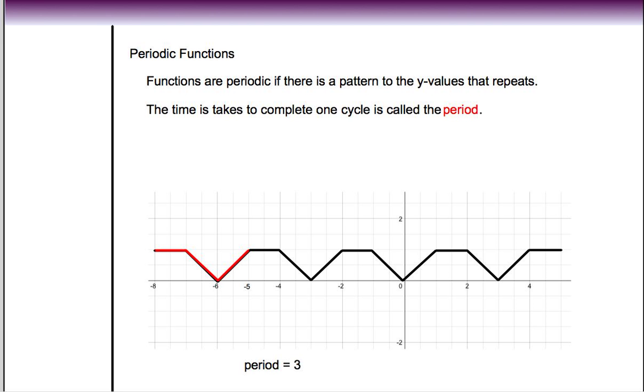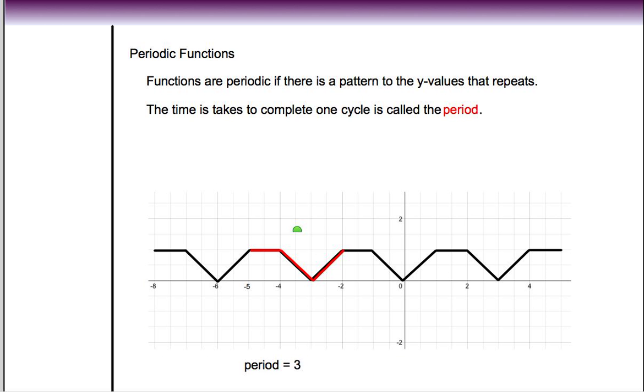Now the time that it takes to complete one cycle is the period. So you can see that's where I have this highlighted in red. If I moved this over, it would overlap the function exactly. If I moved it over again, it would overlap the function.